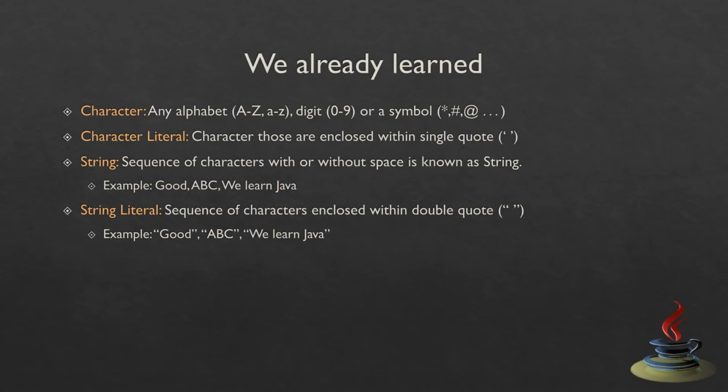You already know that in a Java program there is a character. So, what are characters? Any alphabets, capital A to capital Z or small a to small z, or digits from 0 to 9, or symbols like star, hash, like that. These in your program are known as characters. A character literal is enclosed within single quotation marks. Whatever you enclose within single quotation marks is known as a character literal, or character constant.